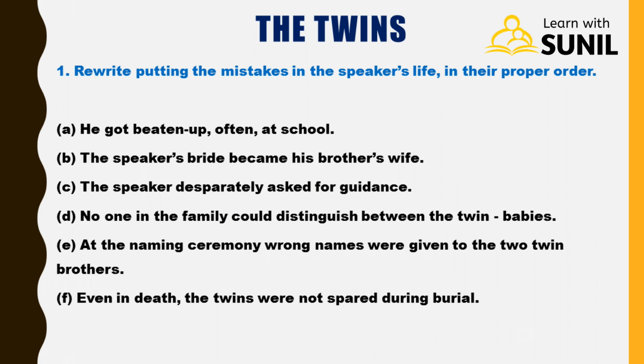E. At the naming ceremony, wrong names were given to the two twin brothers. F. Even in death, the twins were not spared during burial. Answer: First E, second D, third A, fourth C, fifth B, sixth F.